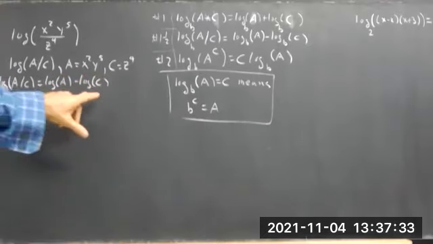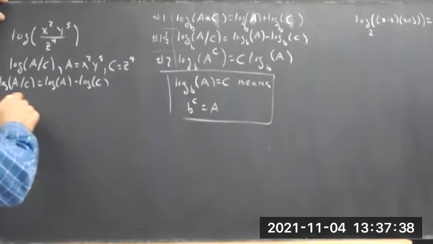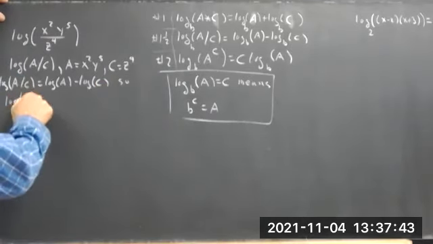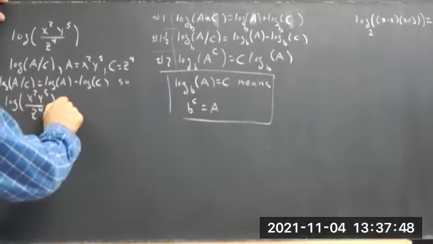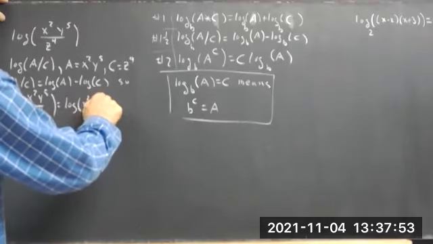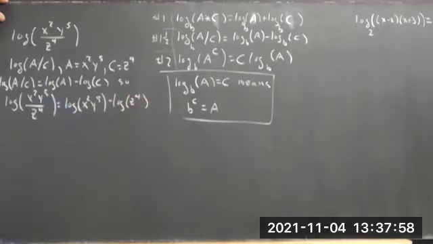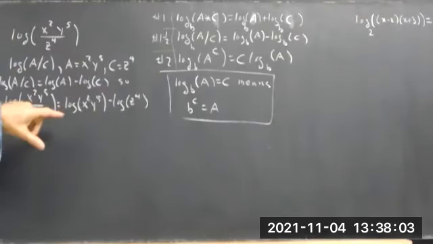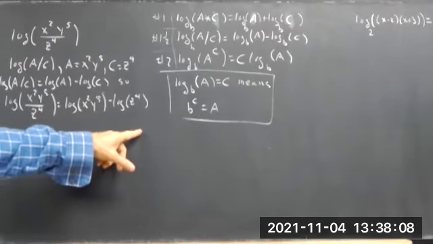Log of A over C is log of A minus log of C. So the log of x squared y to the fifth over z to the fourth equals the log of x squared y to the fifth minus the log of z to the fourth. So A is this, and C is this. And the log of A over C is log of A minus log of C. We're sure that this is right.